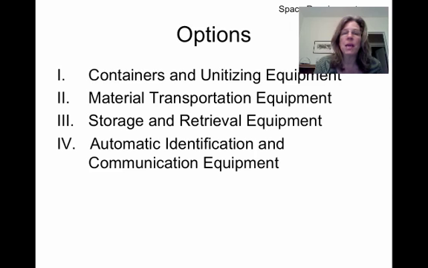The first section talks about containers and unitizing equipment, so things like pallets or shrink wrap or different ways of doing that. The second is material transportation equipment: anything that moves the material, from conveyors to forklifts to carts. The third is storage and retrieval equipment, looking at racks, any kind of ASRS, which is an automatic storage and retrieval system, and also the picking methods you might use if you have to use any equipment for that. The last area is automatic identification and communication equipment: barcodes and RFID, and the warehouse management system that usually interfaces with that.